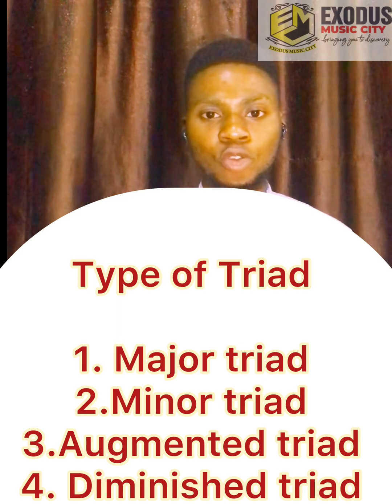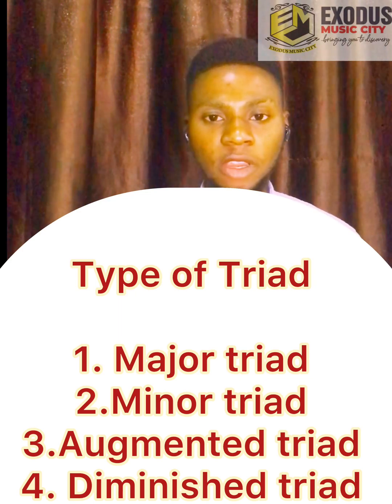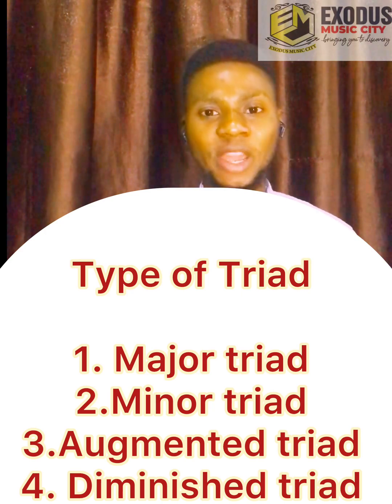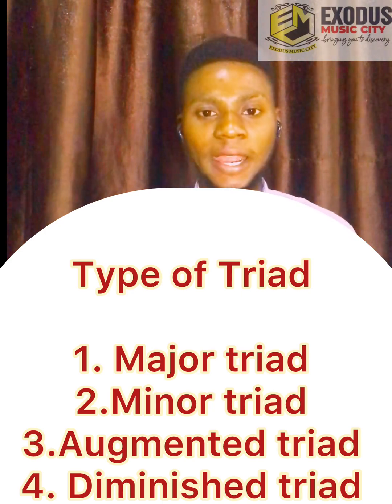So the types of triad we have are: number one, the major triad; number two, the minor triad; three, the augmented triad; then the diminished triad. So we have four major types of triad. Now let me explain the four types of triad.